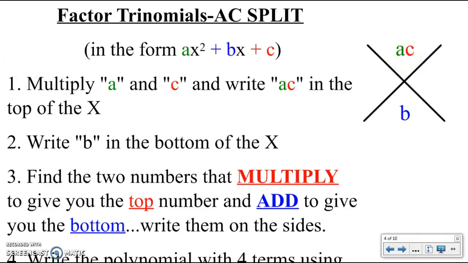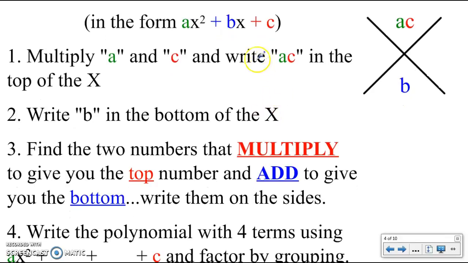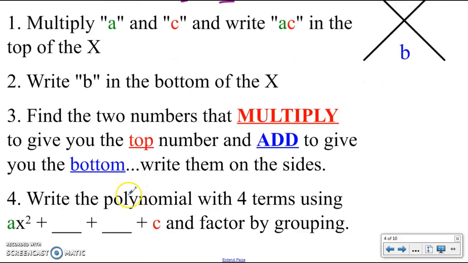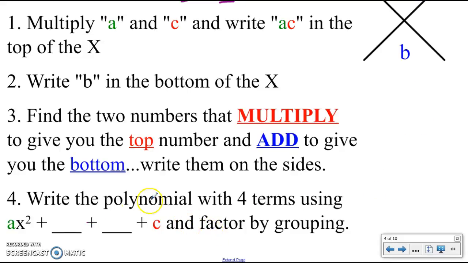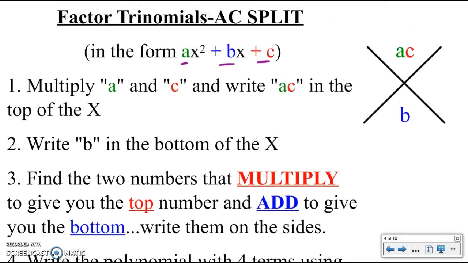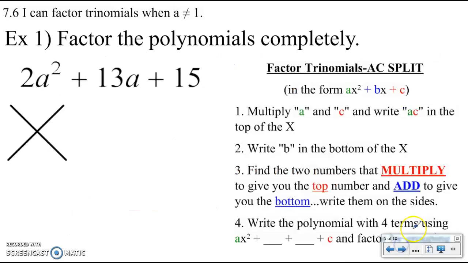So, steps are similar to the x method that we did, but this time, because there's a number out front here, we need to take our first number and our last number and multiply them before putting them in the top. The b, the middle number, still goes in the bottom. And once we have that set up, we're still trying to find two numbers that multiply to give us the top and add up to give us the bottom. After that, we need to write the polynomial out with 4 terms, so this is where the split comes in. So A, C, split the middle, and then we're going to factor by grouping. So again, 4 steps, just slightly different steps, and it'll take a little bit longer for you to do once you get your 2 numbers.